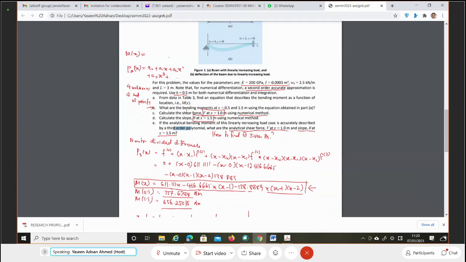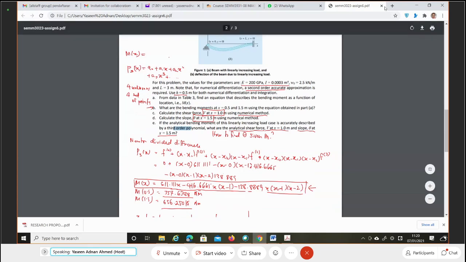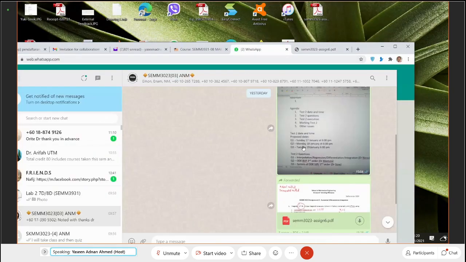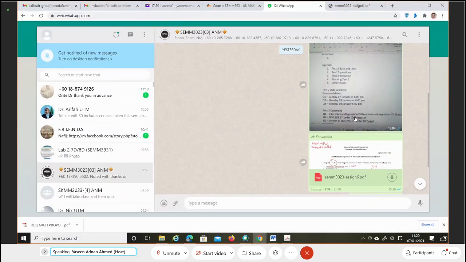Question two will be ODE, BVP, boundary value problem. For a boundary value problem, we have two methods, right? Shooting method and finite difference method. I will explain the finite difference method today.